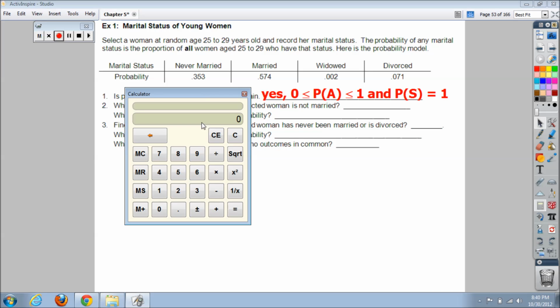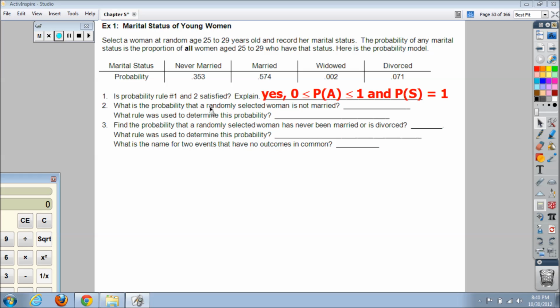Let's bring up the calculator. So the probability of having never been married, 0.353. We add that to the probability of being married, 0.574. Add to it the probability of being widowed, 0.002, and the probability of being divorced, 0.071. So the probability of my sample space, which are my individual events, all adds up to be 100%. There's nothing that's being left out.